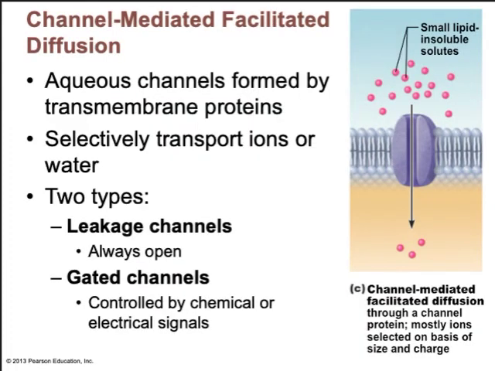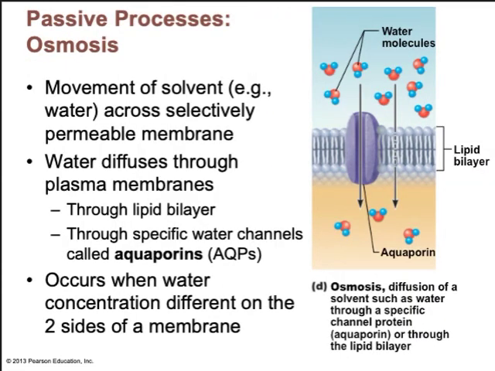These channels can either be open all the time, in which case they're called leak channels, or they can be controlled by a physical change at the membrane, and in that case they're called gated channels. Channels can be gated by voltage changes, by mechanical changes, and by ligand binding changes. Those are all ways that these gated channels can open or close.